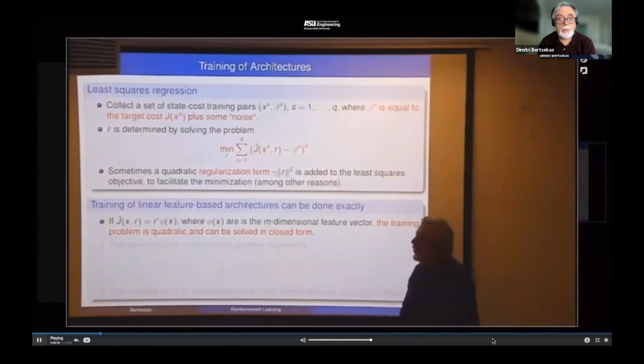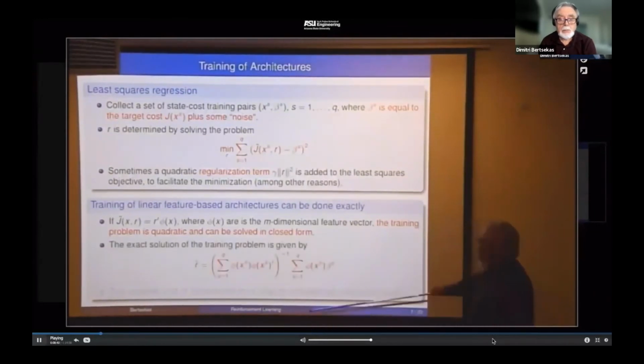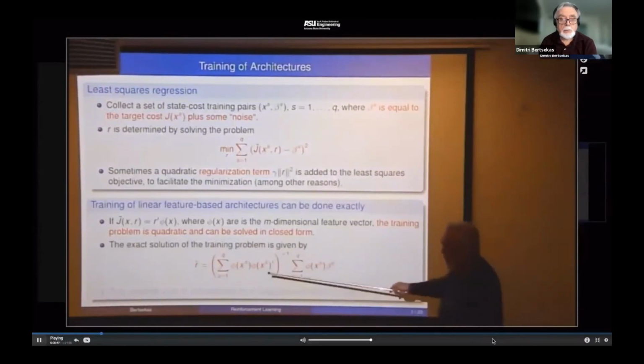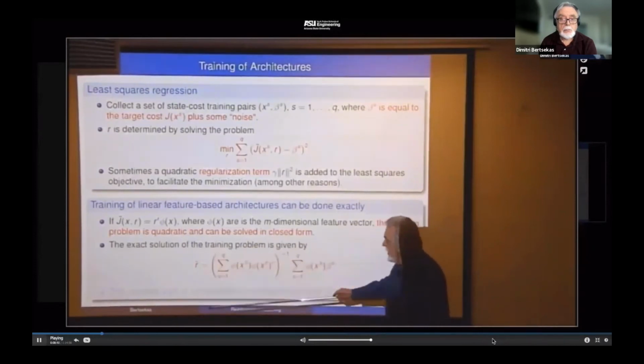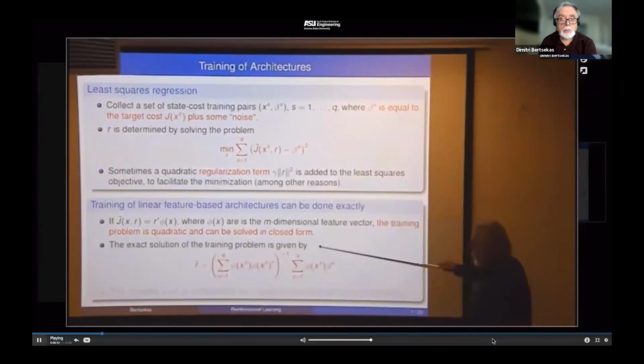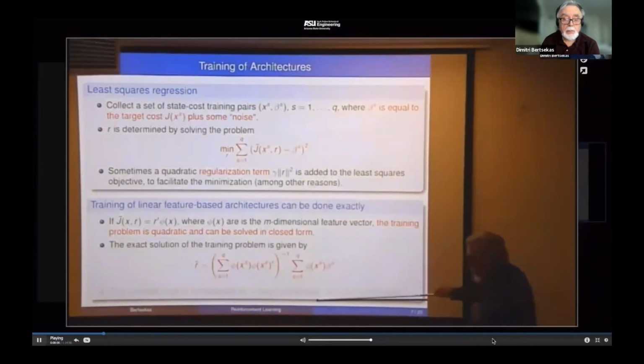And what is this closed form? Well, here's the formula, okay? We're not going to be using this formula, but I'm going to explain it once. This is a vector formula. Remember, we are trying to find a vector of parameters. Okay, phi now is the feature vector at the sample xs, okay? So it's a vector like that, and it's multiplied with a scalar. So this sum here is a vector.